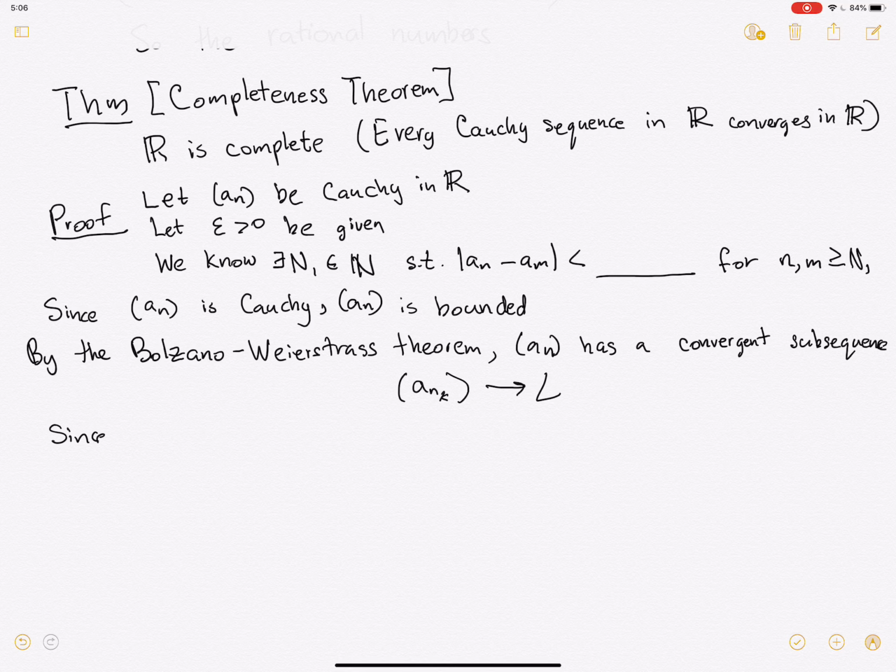Since n1 is less than n2 is less than n3, and so on, we can fix k such that n_k is greater than or equal to N1.